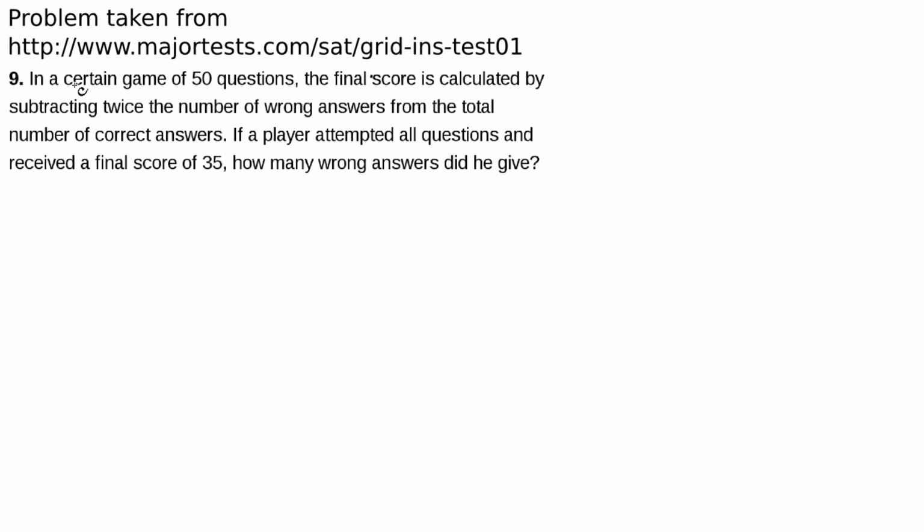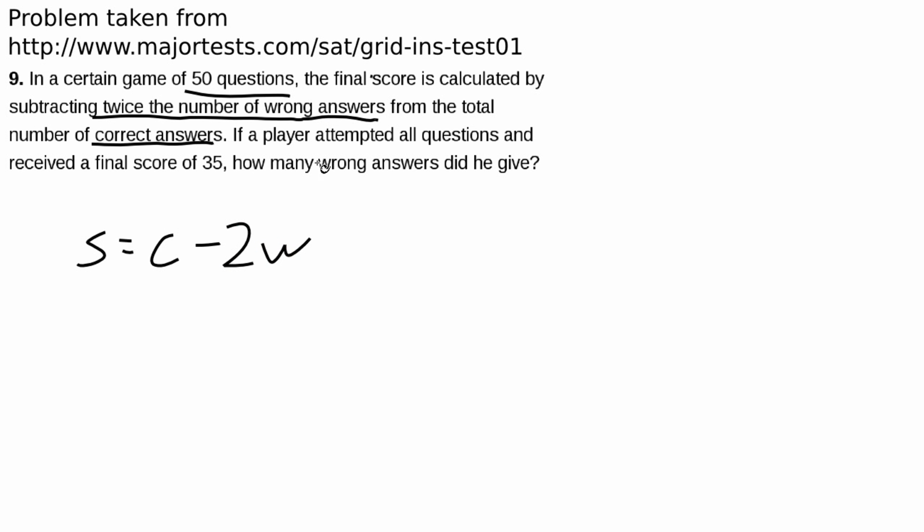Okay, let's try this again. In a certain game of 50 questions, the final score is calculated by subtracting twice the number of wrong answers from the total number of correct answers. So let's say the final score is the number of correct answers minus twice the number of wrong answers. If a player attempted all questions, that means his correct plus his wrong were 50, and he received a final score of S equals 35. How many wrong answers did he get?